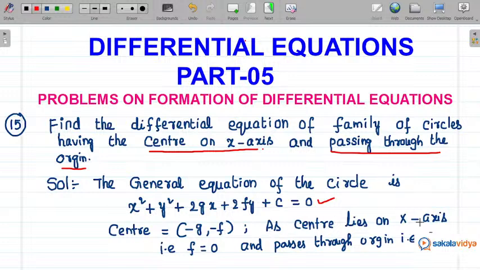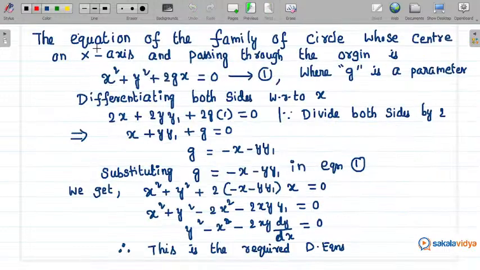According to the problem, as the center lies on the x-axis, the y coordinate must be equal to 0. So minus f is equal to 0, which means f is equal to 0. And passing through the origin means the constant term c becomes 0. So put f is equal to 0, c is equal to 0 here. Then this becomes 0 and this becomes 0. We have x square plus y square plus 2gx is equal to 0, which represents the equation of the family of circles with center on the x-axis and passing through the origin, where g is a parameter.